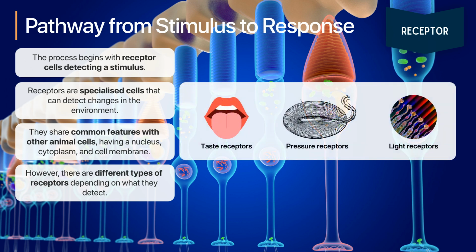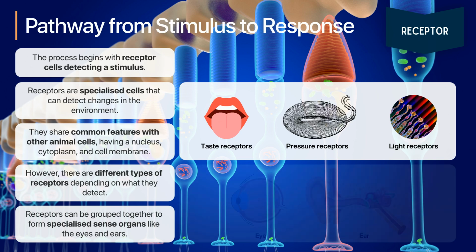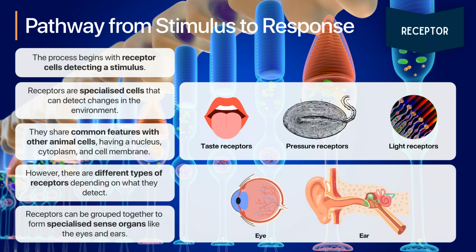Taste receptors are found on your tongue, and these cells help you detect different tastes. Pressure receptors are located in your skin, allowing you to sense touch and pressure. Light receptors are present in the retina of your eye, and these cells enable you to see by detecting light. Receptors can be grouped together to form specialized sense organs, like the eyes and ears.